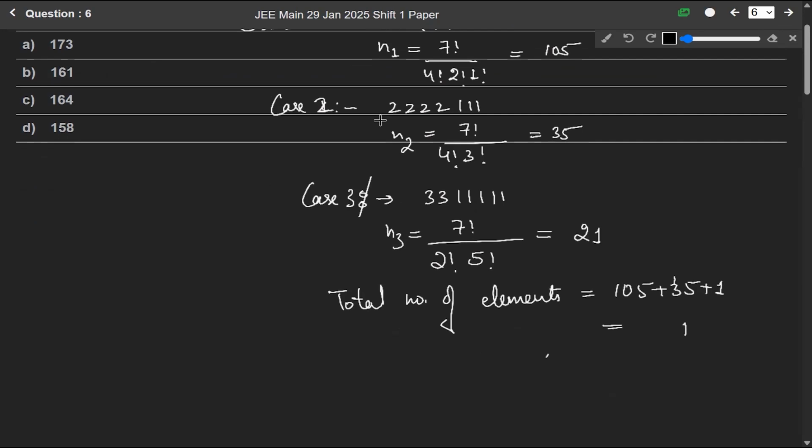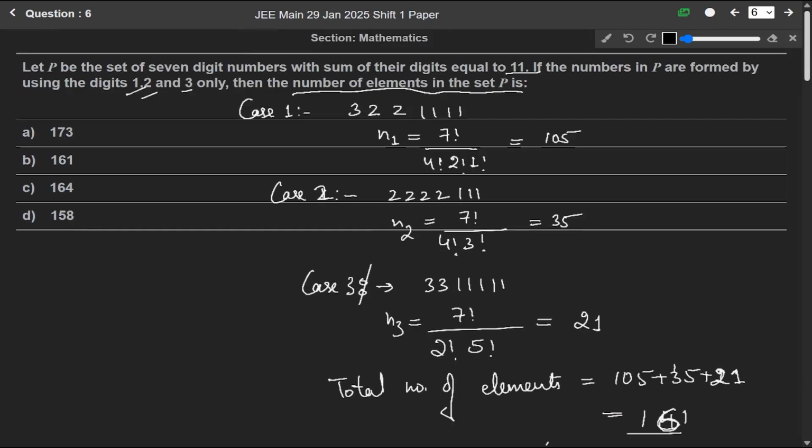Carry 1, 4, 141. Okay, so our answer is 141. Sorry, here it is 21. So it will be 31 plus 4, 5, 6, 161. So our answer is 161, which means option B is the correct answer.